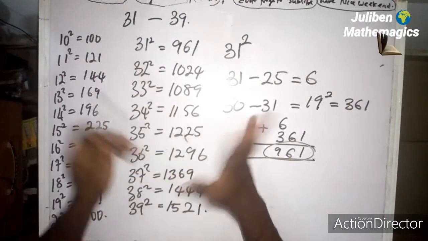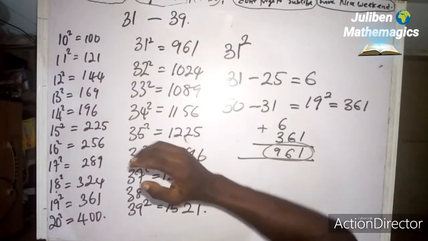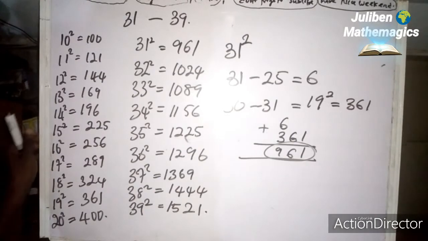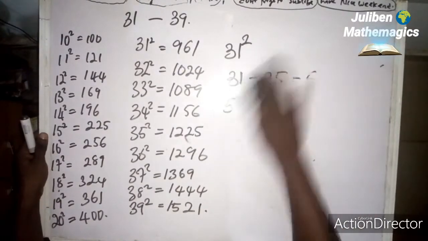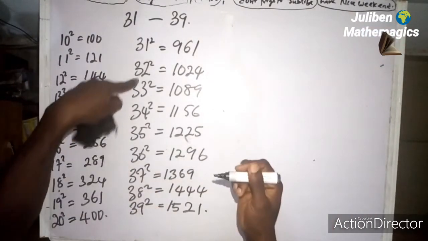Can you see the magic now? I hope you saw how fast it is. Now let's take another example. Let's take 32 for example.